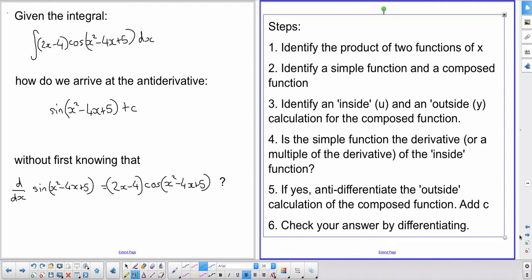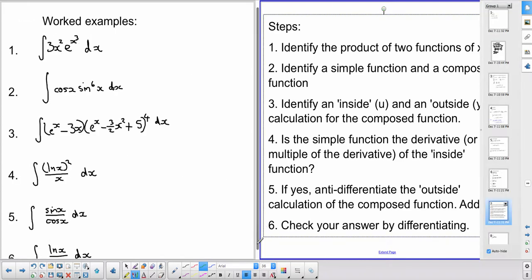The fourth step is to ask whether the simple function is actually the derivative of the inside function, the first step of the composed function. If it's yes, then all we need to do is antidifferentiate the outside of the composed function and add c. Let's do a few examples to make all that make sense.